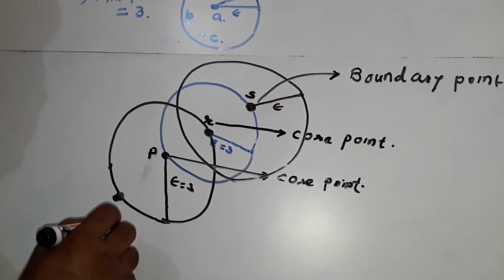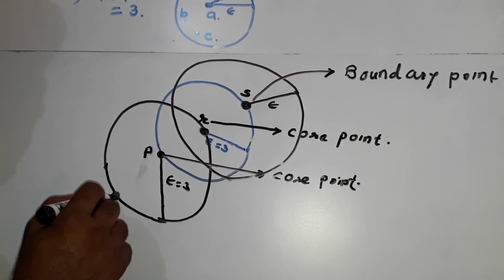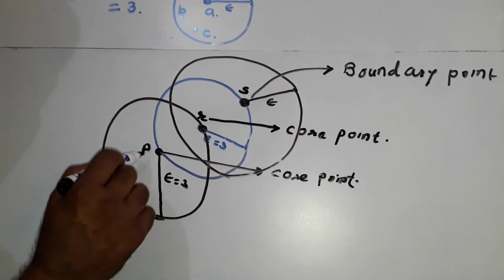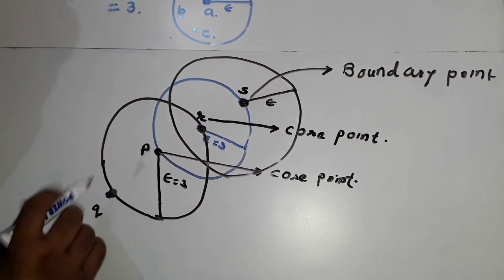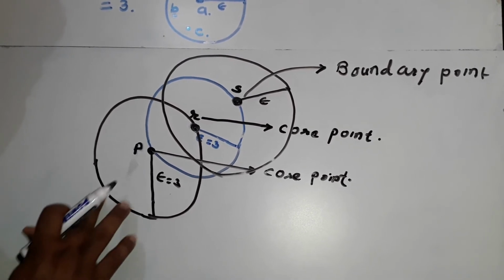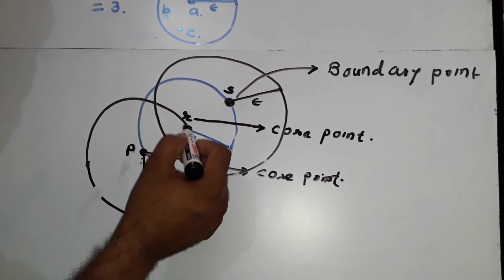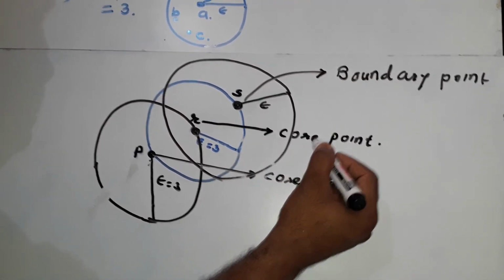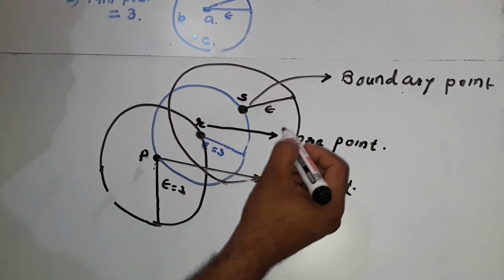Similarly, if we take P as a center and draw the circle with epsilon equal to 3, what we have found is that the points within this vicinity are P and R. So likewise we will identify the core points and the boundary points, and club the core points and boundary points together to form the clusters.